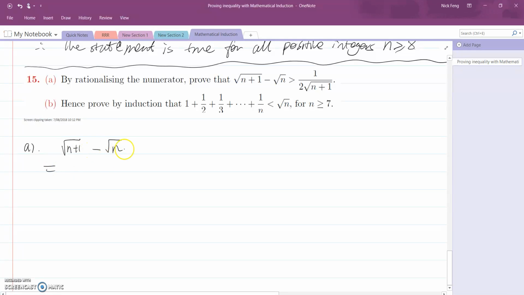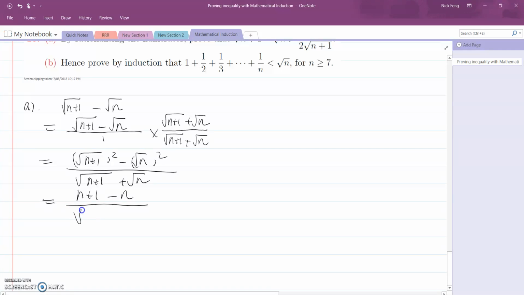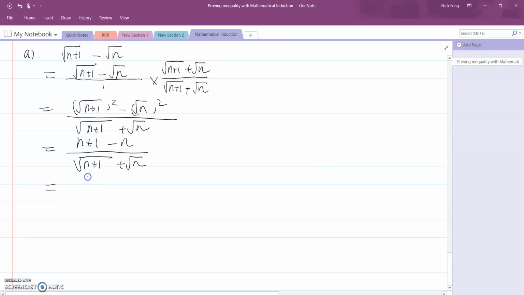In other words, we need to make this as non-square root by multiplying top and bottom by root n plus 1 plus root n. And therefore, the top becomes root n plus 1 all squared minus root n squared. The bottom is root n plus 1 plus root n, which will give us n plus 1 minus n over root n plus 1 plus root n. And that is 1 over root n plus 1 plus root n.